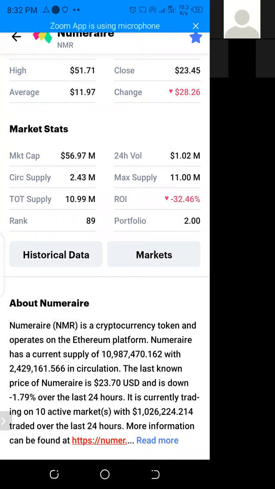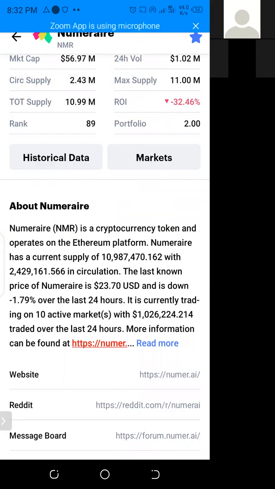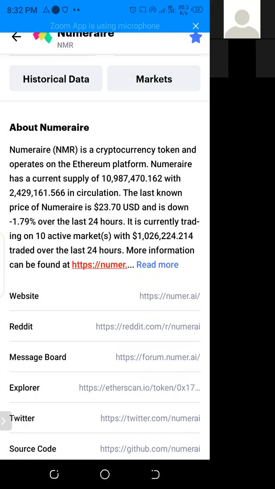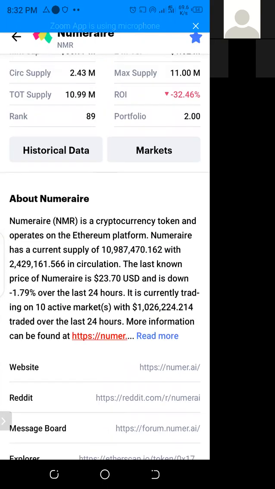However, there is something else I need to show you. There are coins that have a large total supply, but still do well. You know why they will do well? Now, what is use case?